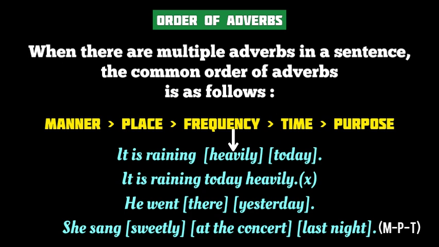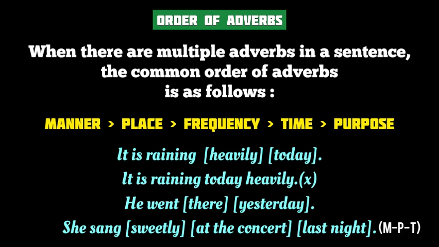after the verb raining, and it is followed by the adverb of time today. We cannot write it is raining today heavily. The adverb of manner heavily should come before the adverb of time today. In the next example, he went there yesterday. Both the adverbs there and yesterday modify the verb went. But there is an adverb of place. It comes before the adverb of time yesterday.